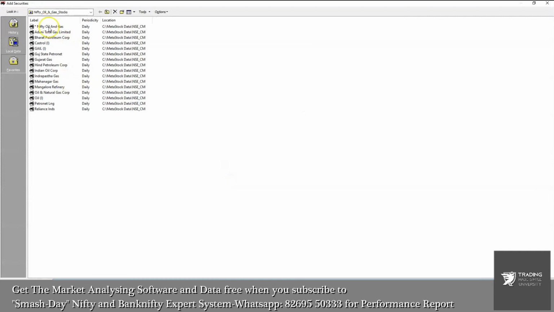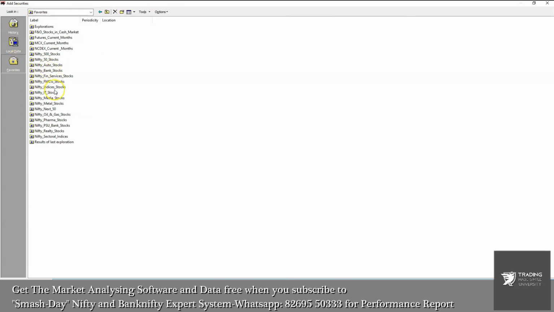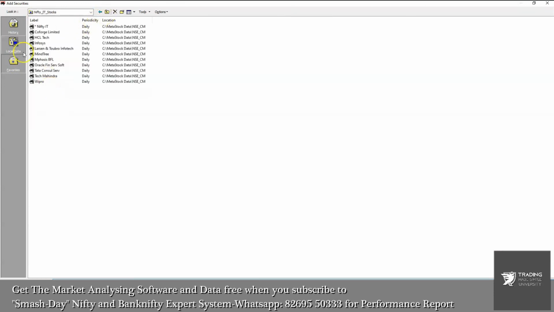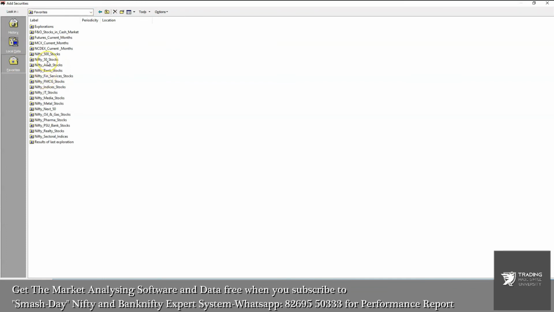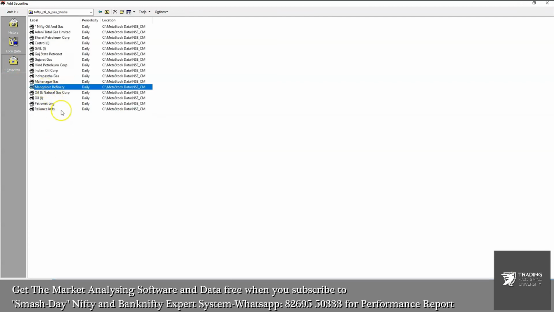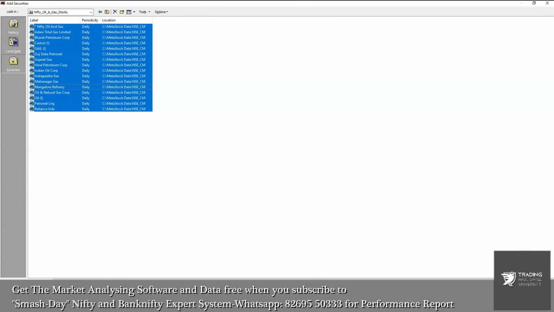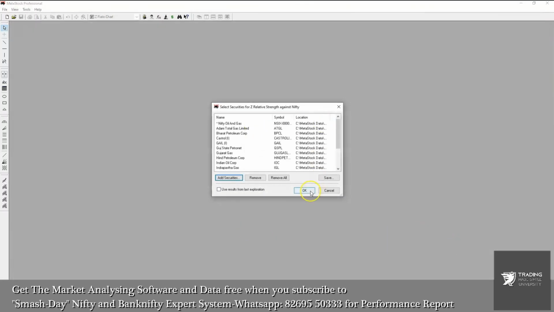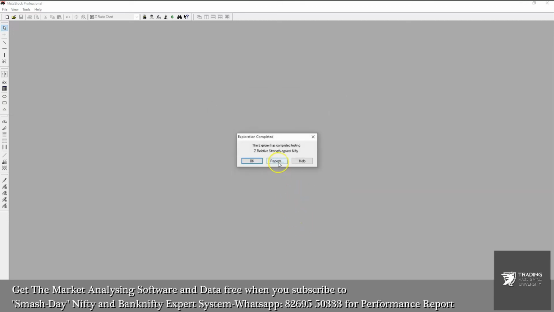Suppose we want to run this exploration on the same folder, Nifty oil and gas stocks. You can run it on different folders, on IT stocks or any other folder of your choice. These folders are there in your favorites. So I am choosing the oil and gas stocks. I'm selecting all the stocks and then open, and it will run. It will select all the stocks, because all stocks with closing price greater than 1 are already selected. So okay, it is showing us the report.